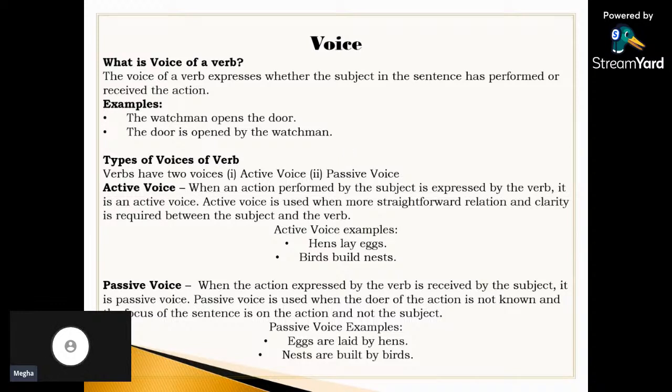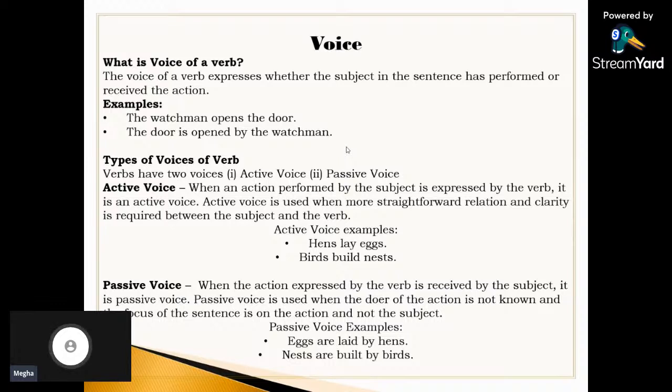Now passive voice: when the action expressed by the verb is received by the subject, it is passive voice. Passive voice is used when the doer of the action is not known, and the focus of the sentence is on the action and not the subject. See, in the active voice, the focus was on the subject and not on the action. But here, the focus is on the action, not on the subject.